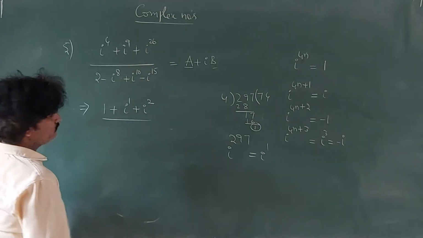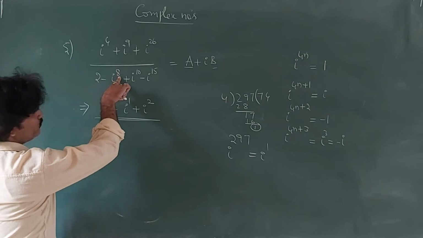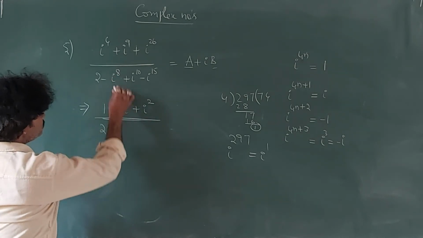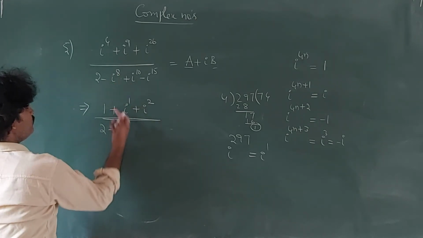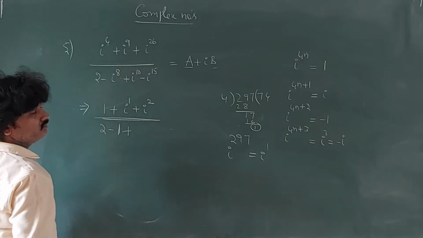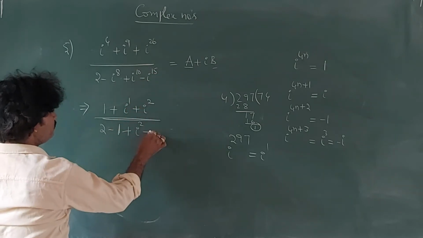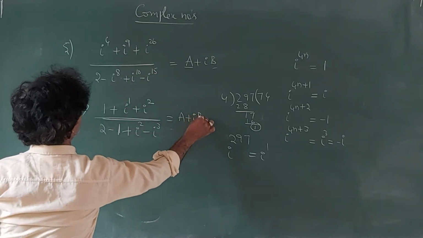Next, in the same way, the denominator 2 minus 8 is exactly divisible by 4. The remainder is 0, and 0 means i to the power 0. If you want, you can write i to the power 0 as nothing but 1, anything to the power 0. Next, 10: the remainder is 2. 15: the remainder is 3. So i cube, which is a plus i.